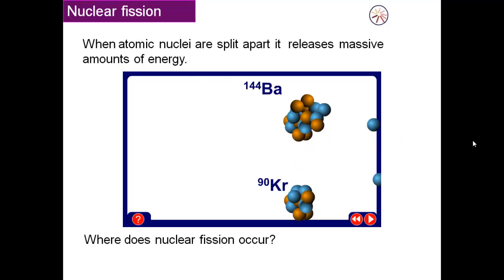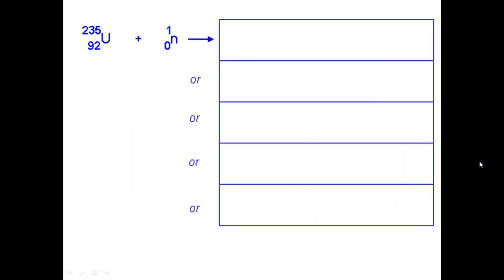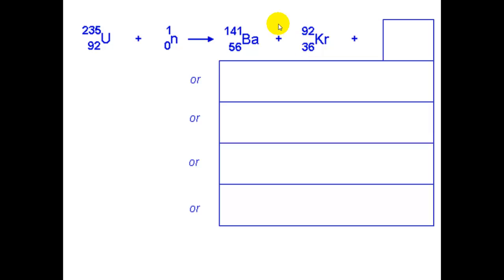Where does nuclear fission occur? In power stations, in warfare. So you will need to be able to balance nuclear equations. Here, for example, you will be told this is barium, krypton, you will be told the atomic numbers and the atomic masses. Notice we have 235 plus 1 is 236.